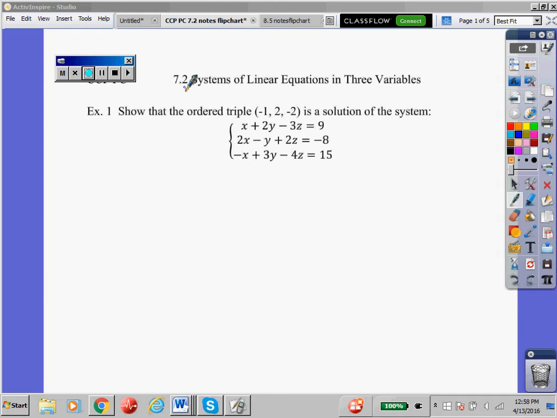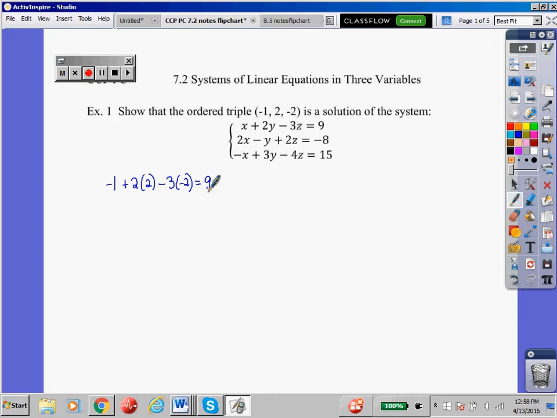Going to do is we're going to look at systems of equations with 3 variables and 3 equations. So in example 1, it says show that the ordered triple (-1, 2, -2) is a solution. So what you're going to do is take the first equation and plug in that x is -1, y is 2, and z is -2. And we're going to see if the left side equals the right side.